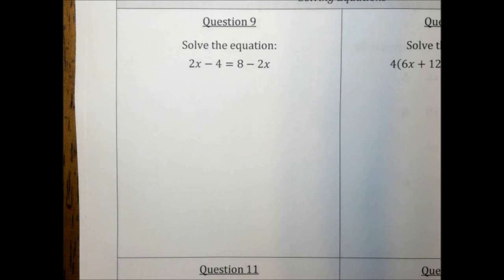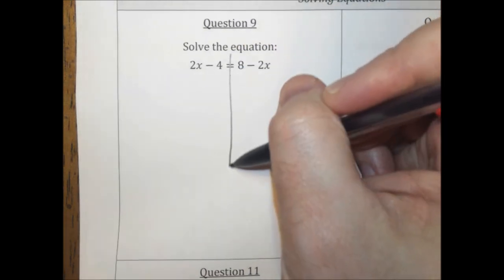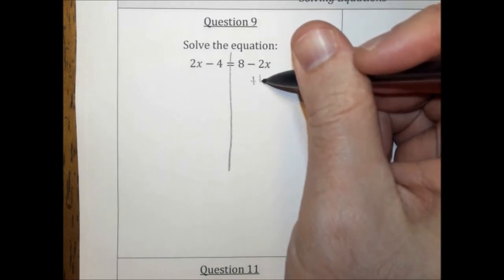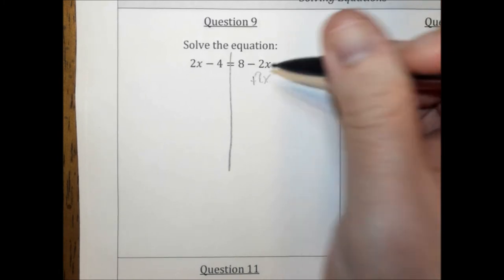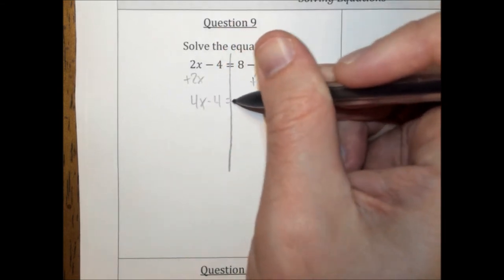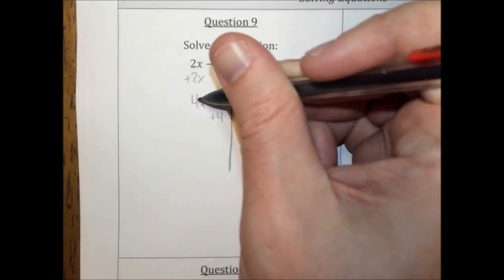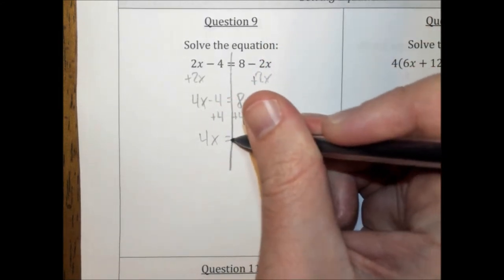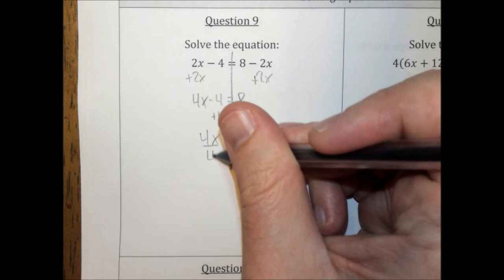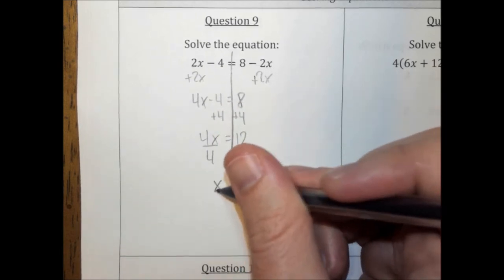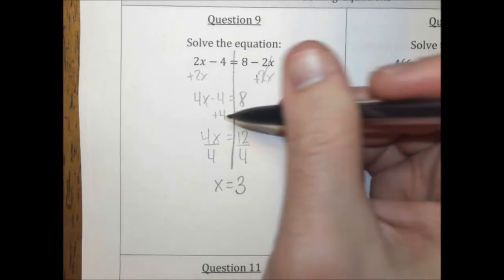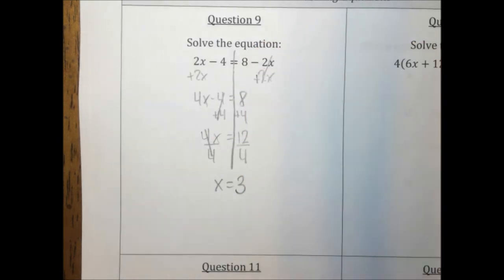Question 9. Solve the equation. Build the fence. There's variables on both sides. Let's move the smaller variable. So I'm going to do plus 2x to both sides. I get 4x minus 4 equals 8. Then I'm going to move everything away from the variable. So I'm going to do plus 4 to both sides. Get 4x equals 12. Divide by 4 on both sides and you get x equals 3. That canceled.